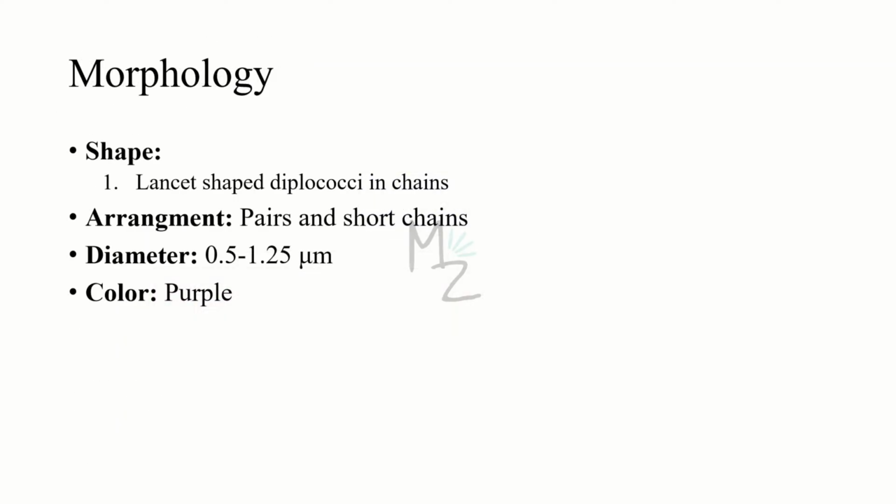Morphology, shape. Streptococcus pneumoniae is lancet-shaped diplococci occurring in chains. The term lancet-shaped means that the diplococci are oval with somewhat pointed ends rather than being round. They are arranged in pairs or short chains. Their diameter varies from 0.5 to 1.25 micrometers and its color is purple. Can you guess why? Yes, because it's a gram-positive bacteria. Due to its thick cell wall, it has stained that color.